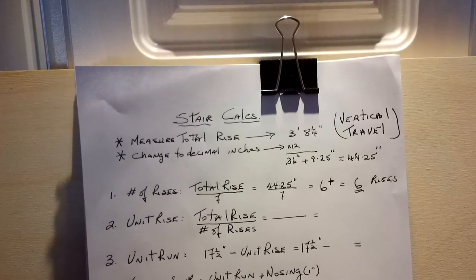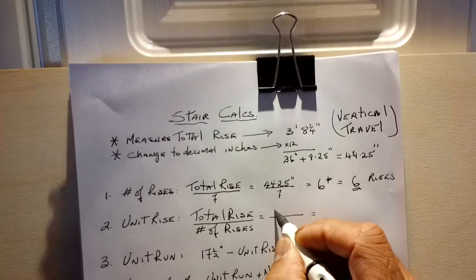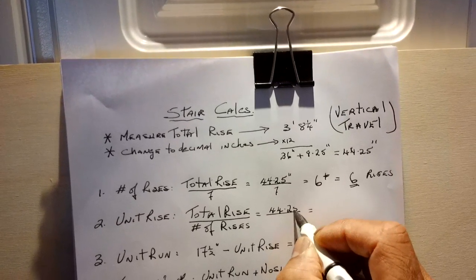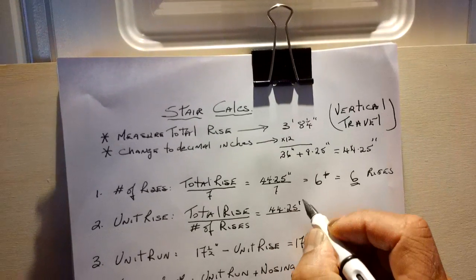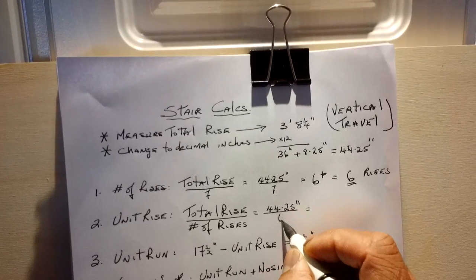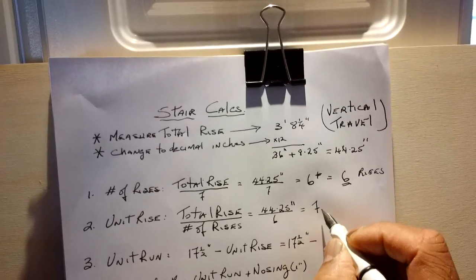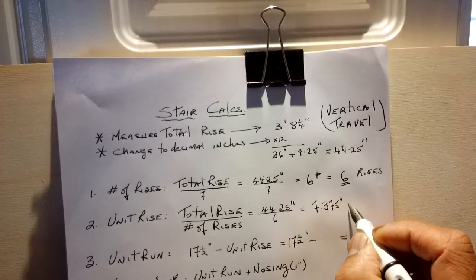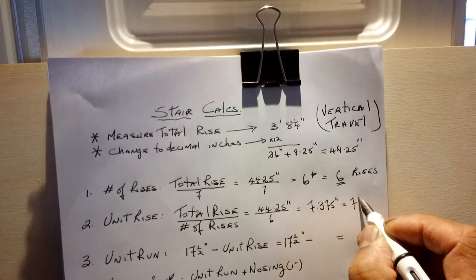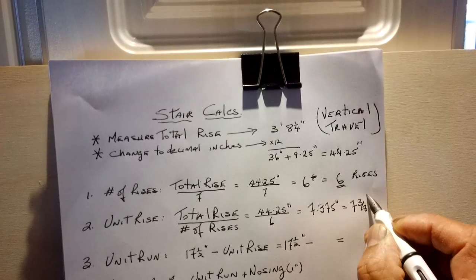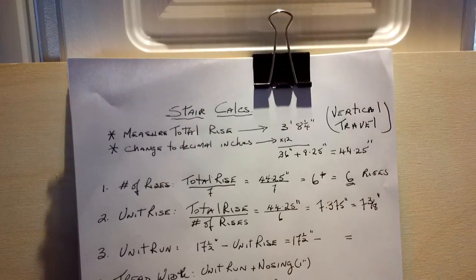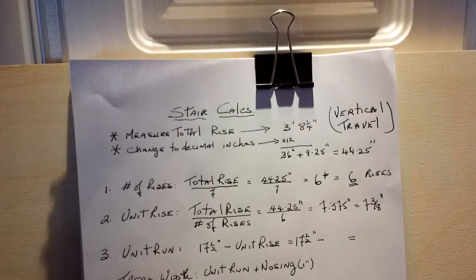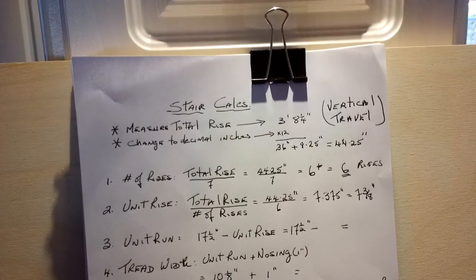Next we look for our unit rise. Now this is a precise calculation. We take our total rise of 44.25 inches and we divide it by our number of rises. This will give us exactly 7.375 inches, 7 3/8. Now we need to convert it back to fractions because 7 3/8 is going to be located on our framing square, and that's where we will put our stair button.